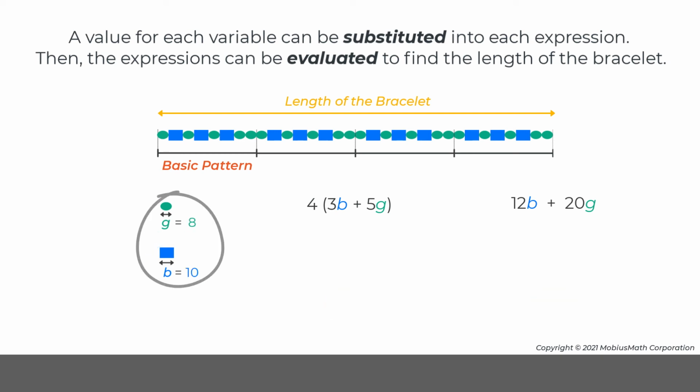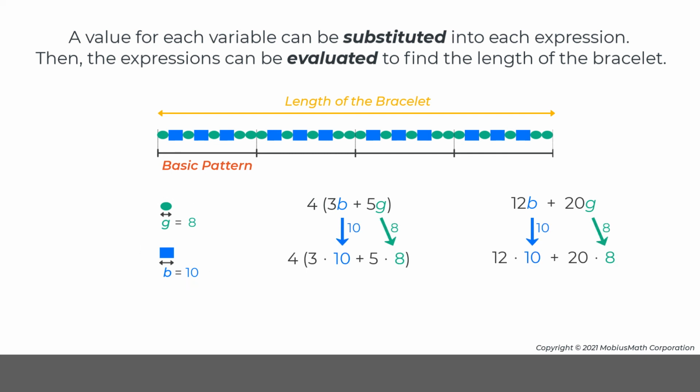If a different set of green and blue beads is used to make the bracelet, those lengths can be substituted into these expressions to find the length of this new bracelet. So, if the values for the variables change or vary, the length of the bracelet will reflect this change.